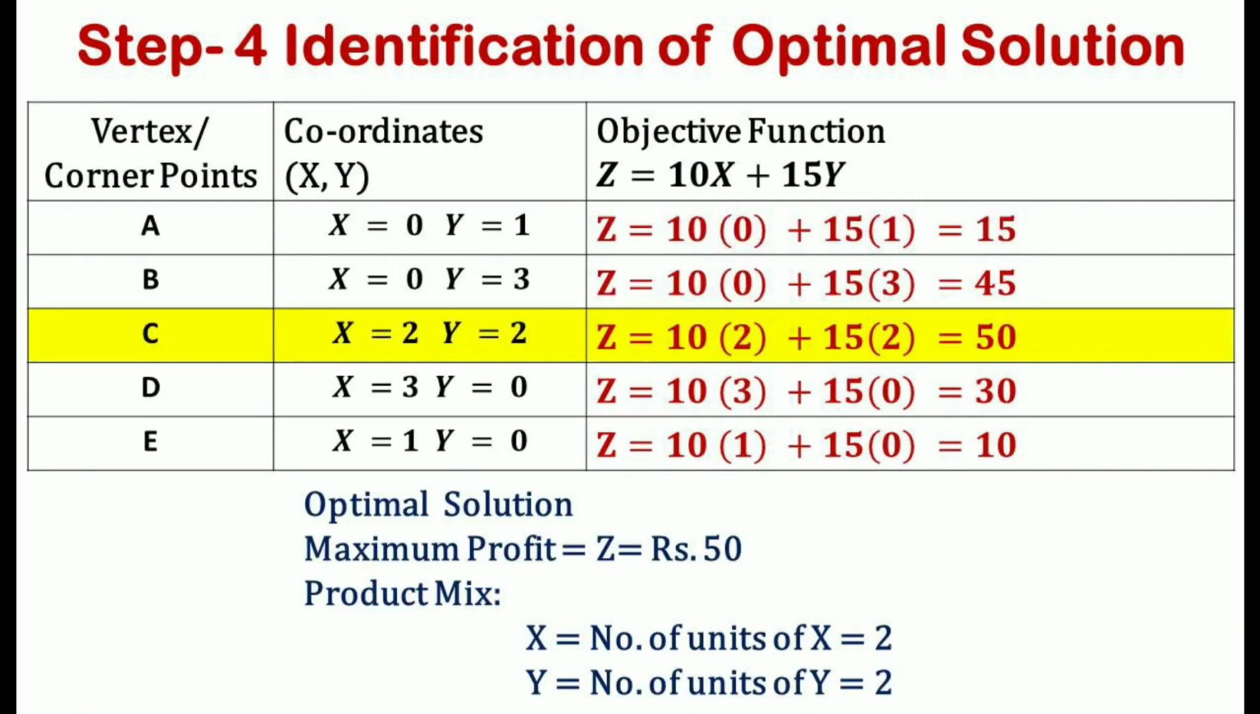See, in our example, our objective function is maximization of profit. Therefore, out of these values, take the highest value, that is 50. This is considered as the optimal solution or maximum profit. In order to have a maximum profit with the given constraints, the number of units of x should be 2 and the number of units of y should be 2. The maximum profit, that is z, is equal to rupees 50.